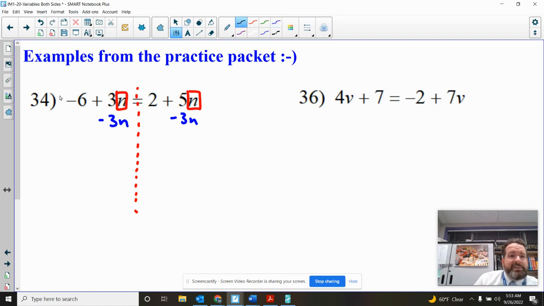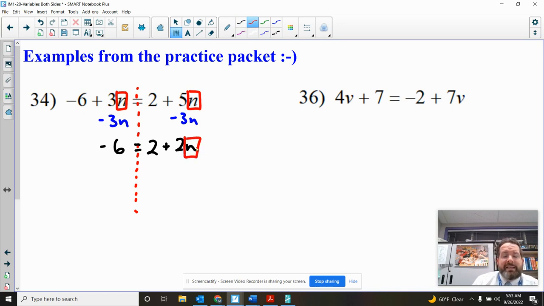Let's see now what happens. So on this side, negative 6 stays. 3n minus 3n goes to 0. That's why we did that subtraction. On the other side, this front 2 stays, and on the back, 5n's minus 3n's leaves us with 2n's.